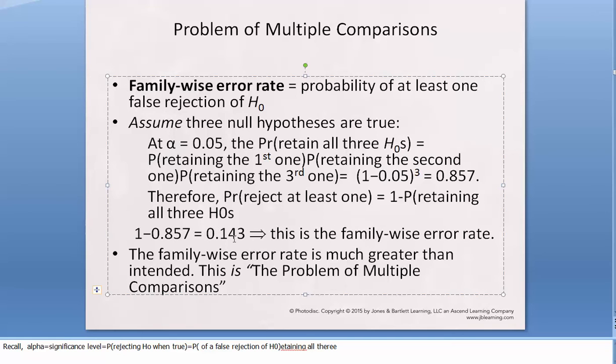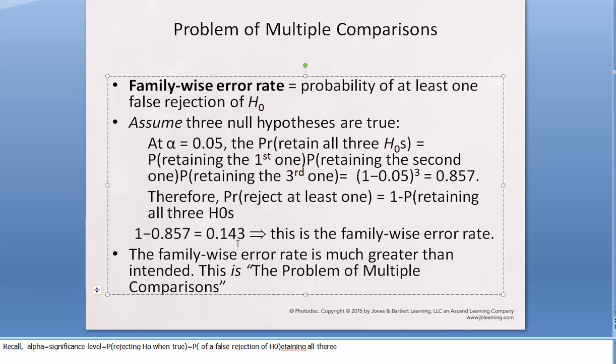That should come to 0.143, right? So now look, this is the probability of at least one false rejection of H null, which is the family-wise error rate. Even though we would ideally like to take only a 5% chance, if you do a multiple comparison with 3 groups, you will get the error rate to be 0.143, which is pretty high.